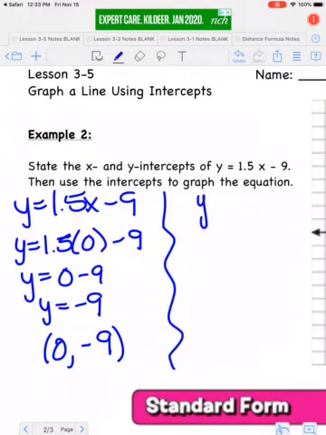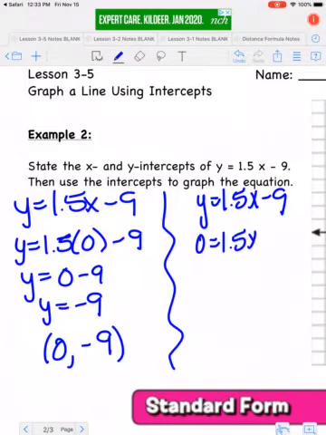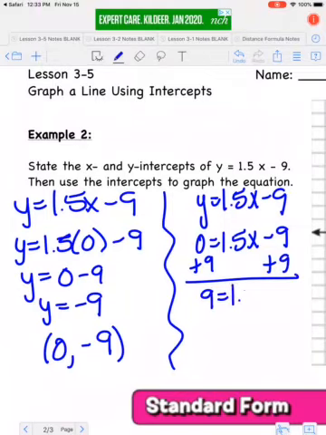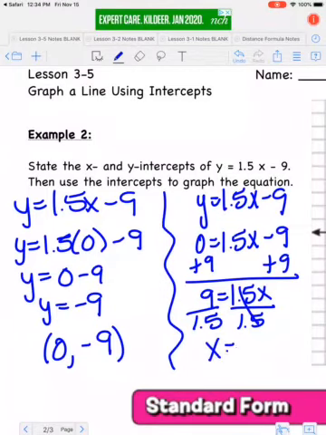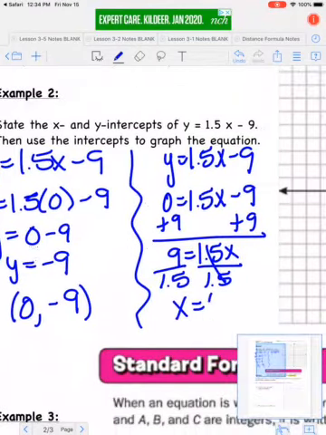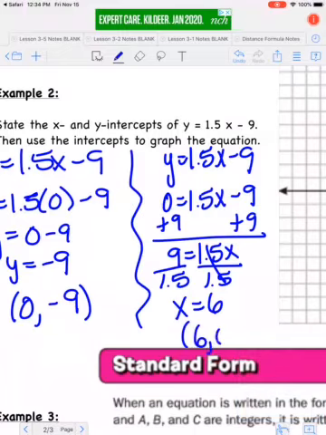And then we want to do the same thing on the other side, but we want to plug in 0 for y. So we're going to have 0 is equal to 1.5x minus 9. I'm going to add 9 to both sides. So 9 is equal to 1.5x. Divide by 1.5. And x is going to equal 6. So my x-intercept is 6, 0.